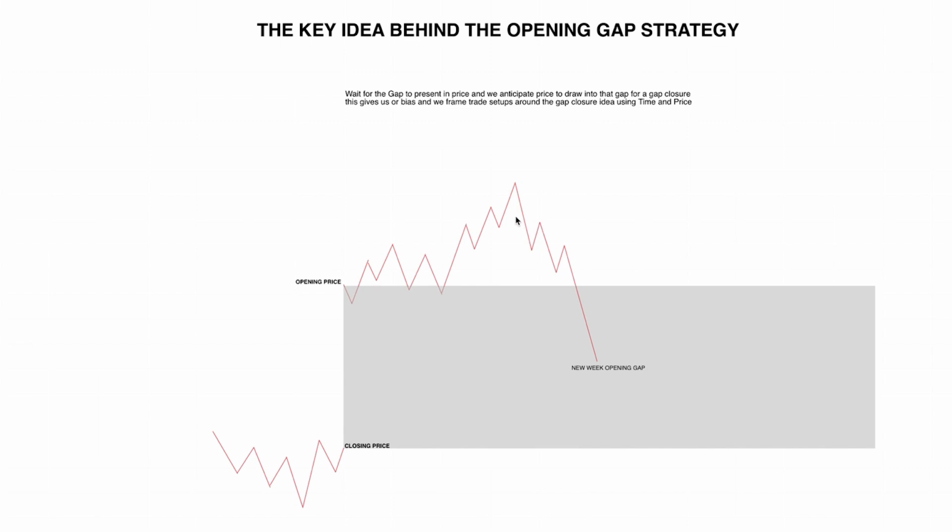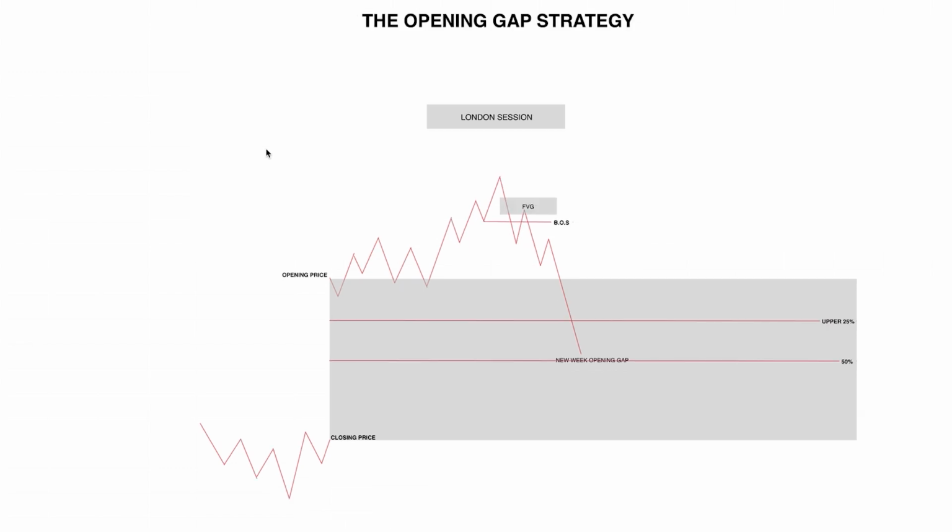Because we're going to have an element of time, a time period where we're going to anticipate the gap closure to happen, and then we're going to use price to confirm that the gap closure is actually going to happen. And that's it. So remember, we need time and price confluenced with the gap, right? So the first step is we identify: is there an opening gap within the market? Yes, we identified that there is an opening gap here in the form of a new week opening gap.